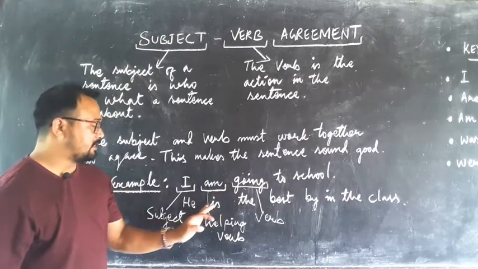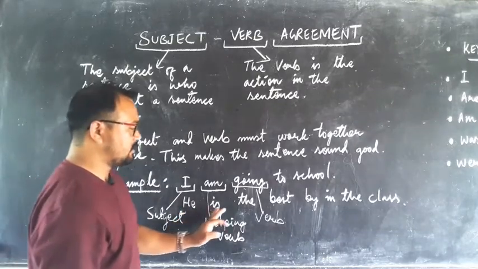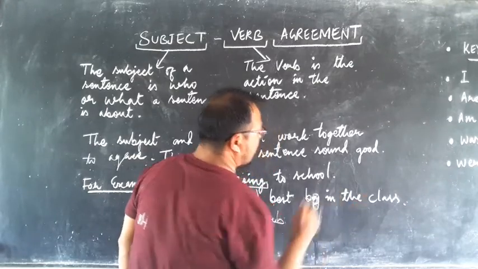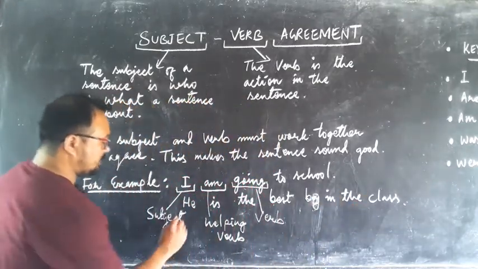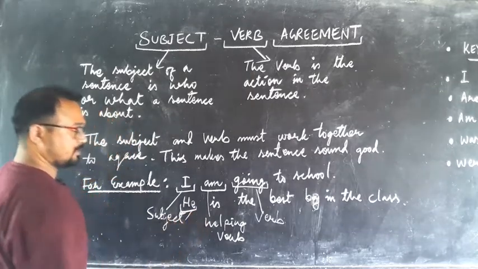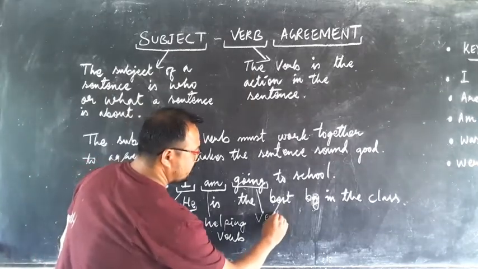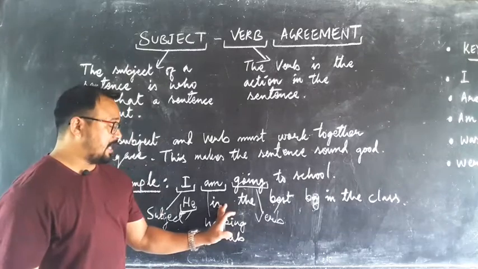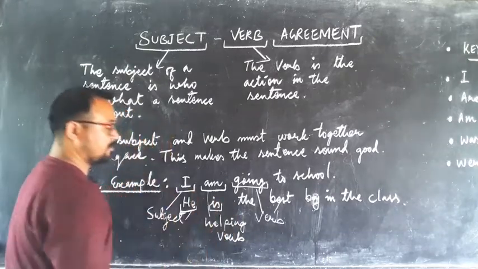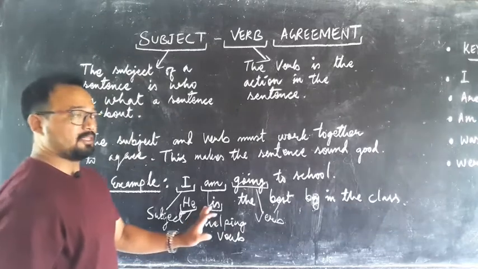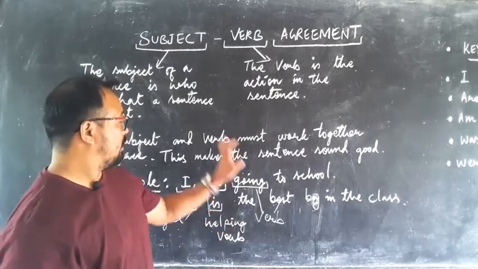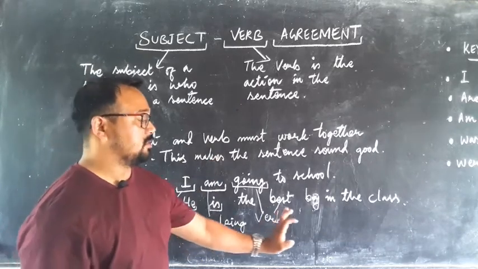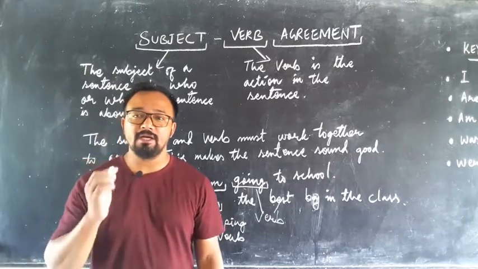Okay, in the next sentence you see, he is the best boy in the class. Now here he is again a subject, okay, and best is the verb. Now here is a helping verb, which is making the sentence sound good with the agreement between the subject and the verb. So this makes the sentence sound good in a correct form and in a correct order.